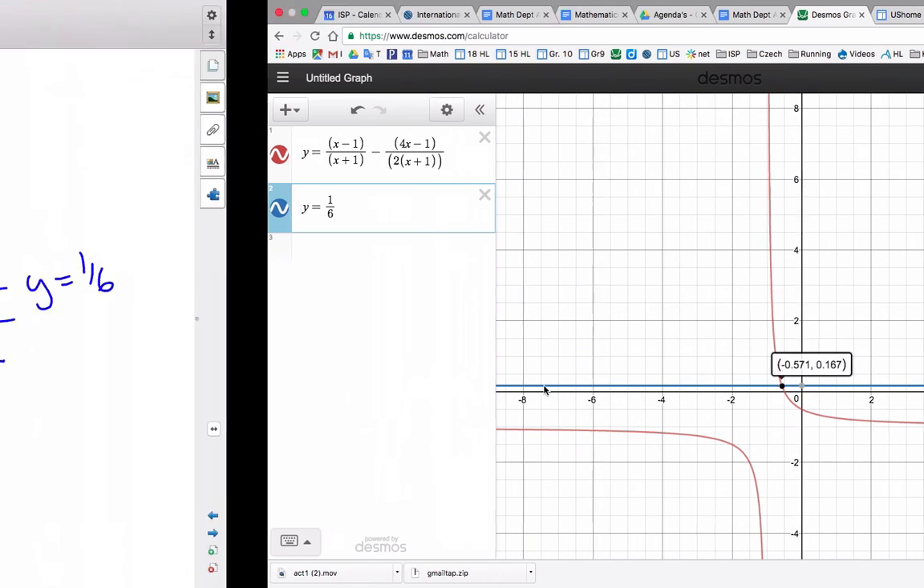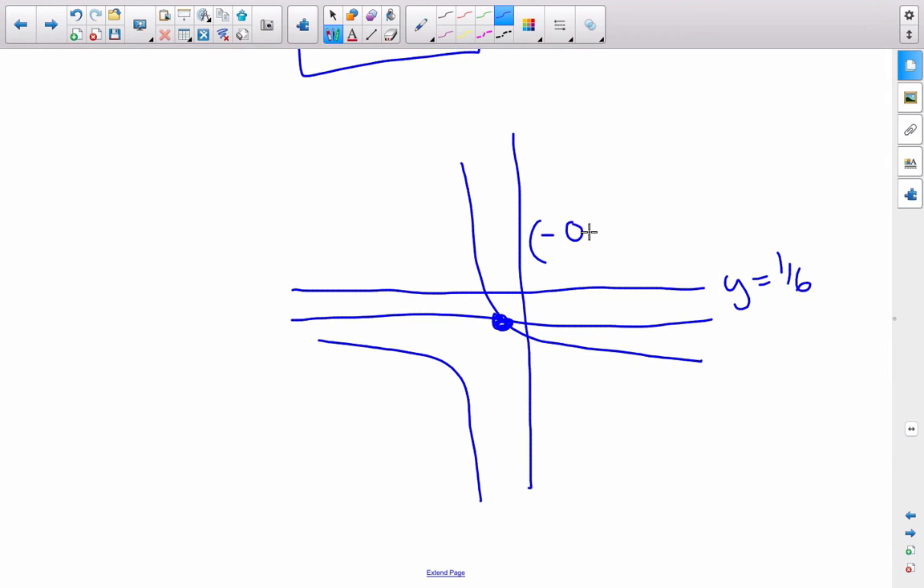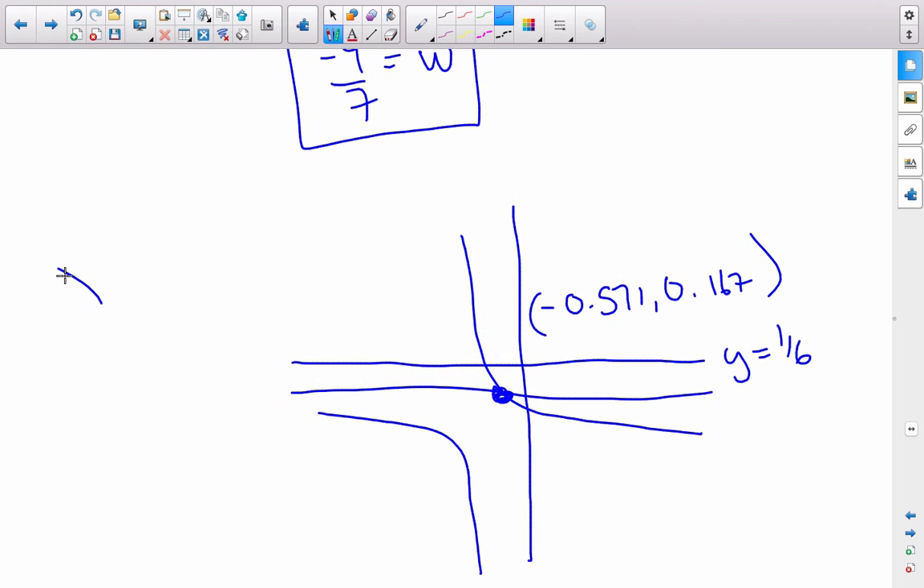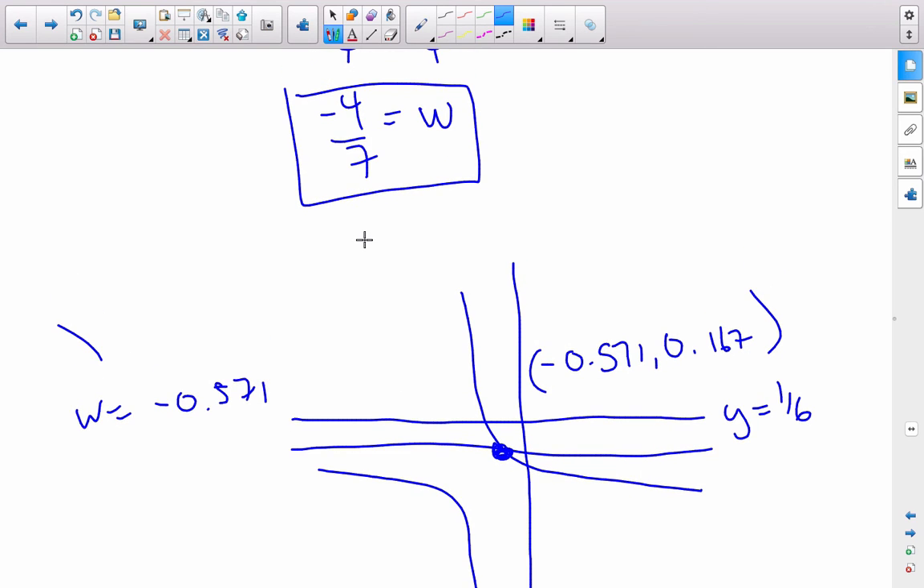Negative 0.571, comma 0.167. And so my answer is x, or w in this case. W equals negative 0.571. Now let's just double check to make sure it's true.